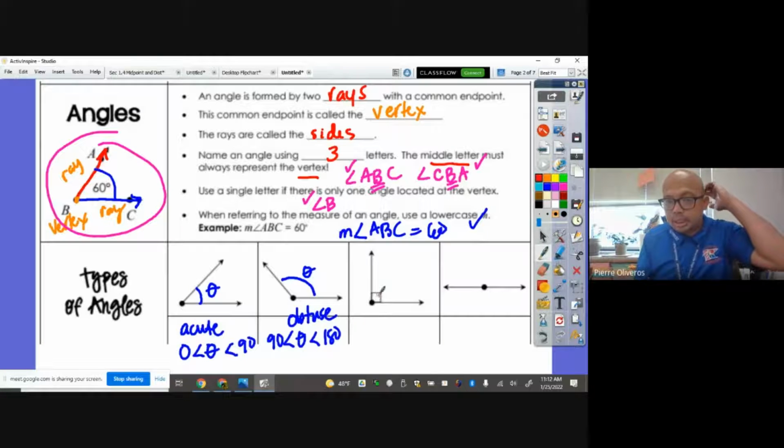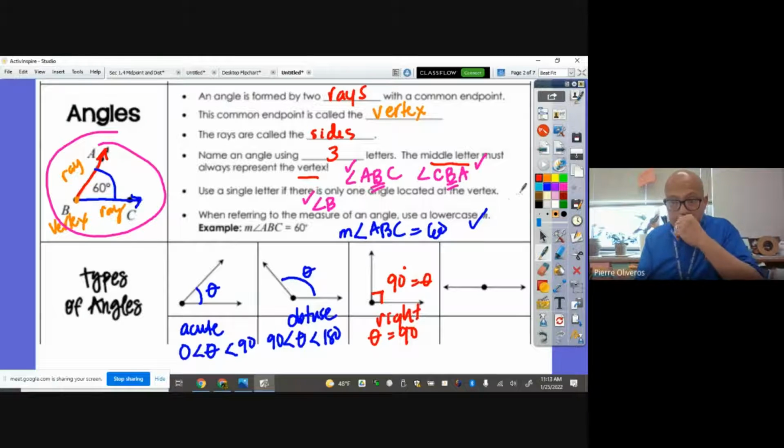The next one here is a box. That's a representation of a 90 degree angle, so theta has to be equal to 90 degrees. That's called the right angle. And this straight line here is a straight angle, where theta is equal to 180 degrees. A flat straight line is 180 degrees.